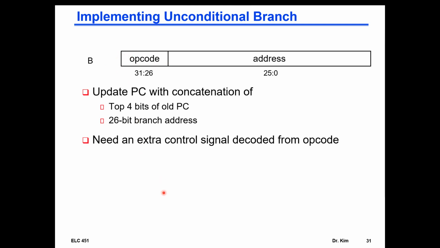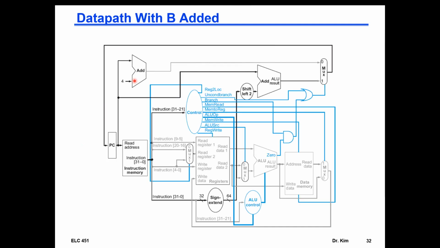So we need to add another control signal to detect this instruction. So now we can add another control signal over here to our table called unconditional branch, and when that signal is asserted, we're basically going to use the concatenation of the upper bits of the old program counter with the immediate field.